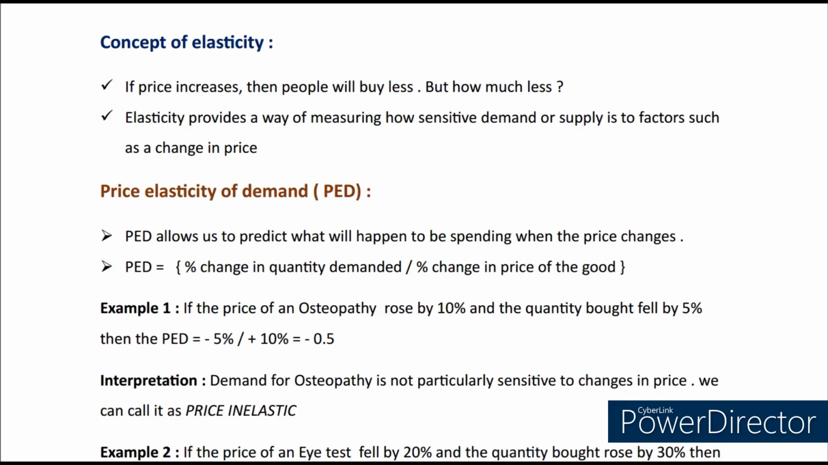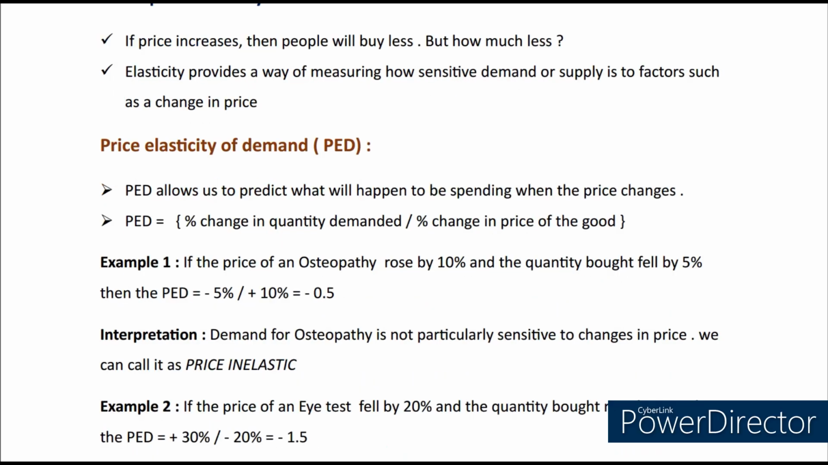So first we will start with the price elasticity of demand, or PED. Price elasticity of demand allows us to predict what will happen to spending when the price changes. In the denominator, we will put the percentage change in the price of the good. We want to see what will happen to the quantity, so in the numerator is the percentage change in quantity demanded, divided by the percentage change in the price of the good in the denominator.